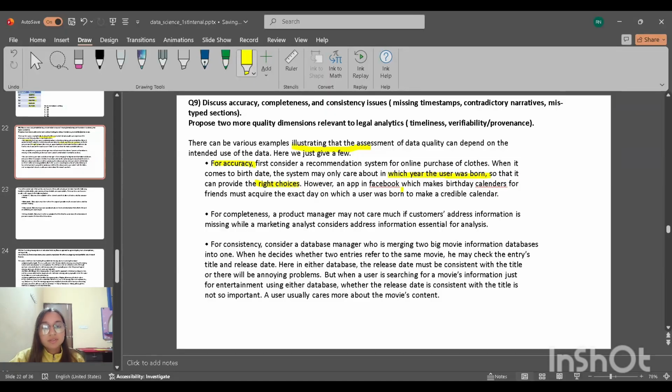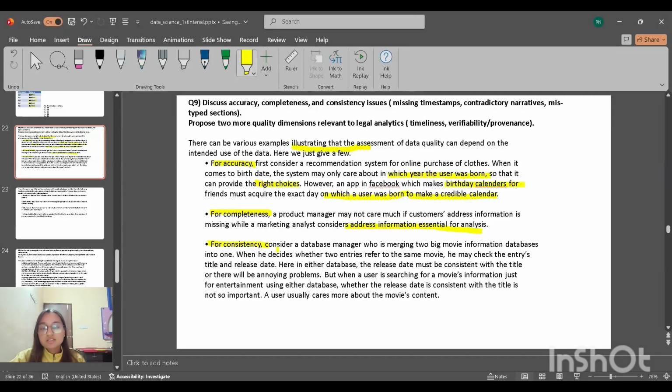However, an app in Facebook which makes birthdays a calendar for friends must acquire the exact day on which a user was born to make a credible calendar. For completeness, a product manager may not care much if customers' address information is missing, while a marketing analyst considers address information essential for analysis.